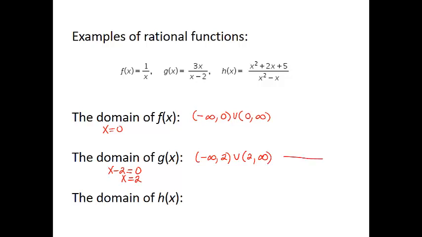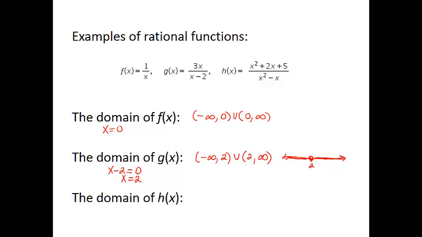If it helps, you can draw a number line, put the number that the denominator cannot be equal to on the number line, and think about an open circle at that point. So you can include everything to the left of 2, and everything to the right of 2. And that will help you see how you need to write the interval notation.